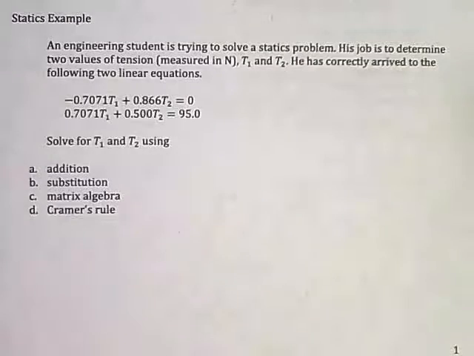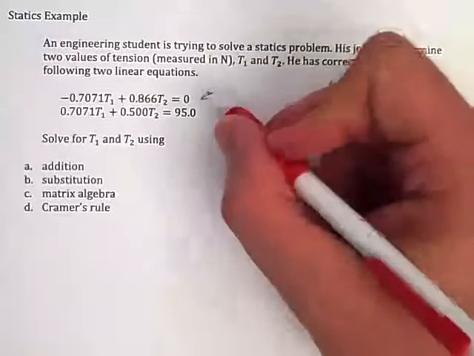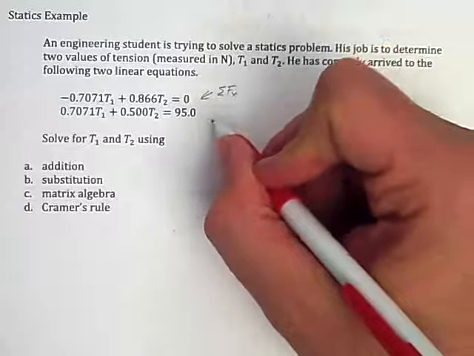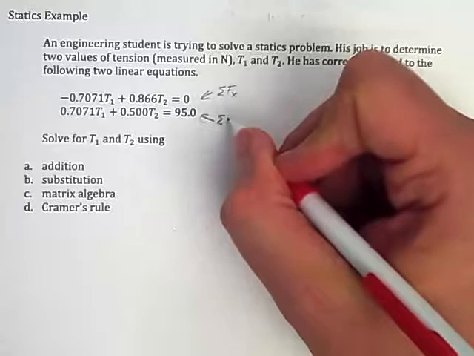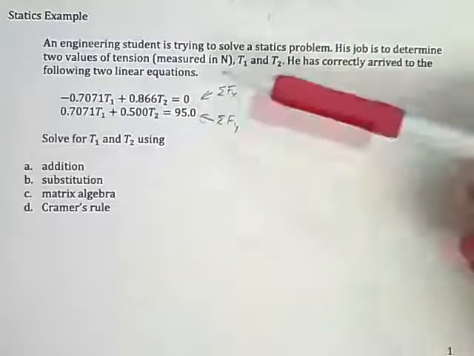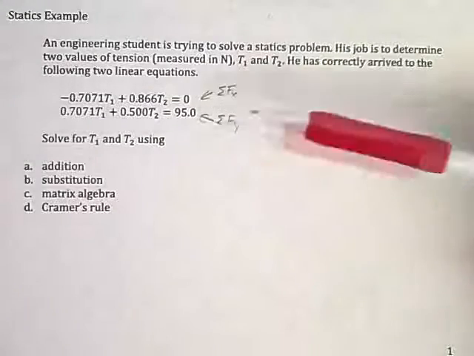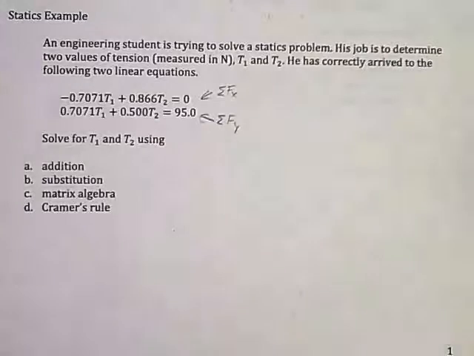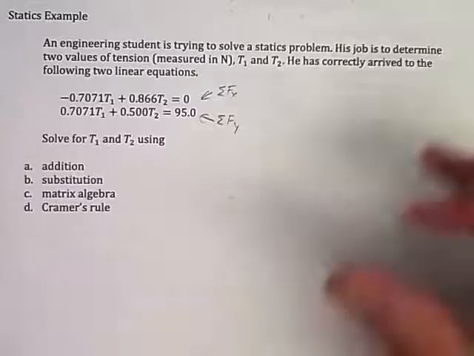And most likely where these come about is this is likely the sum of the forces in the x direction. This is probably the sum of the forces in the y direction of some hanging object that creates a force of 95 newtons there, and these are pulling it up. As we go forward and talk about statics later, you'll see how we get to these equations a lot of times, so it's very good to know how to solve these now.